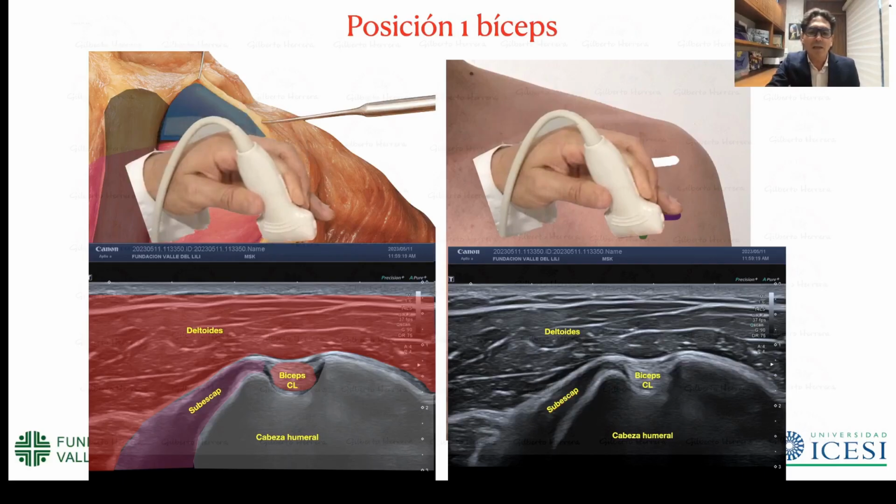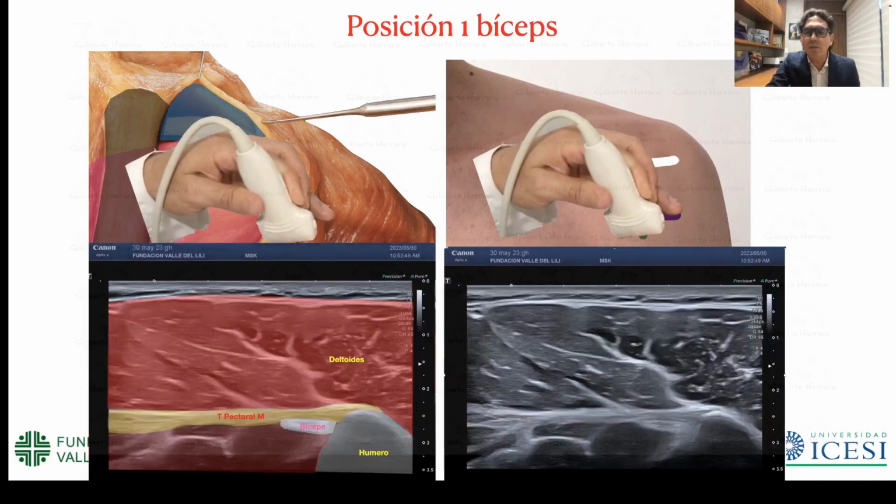We scan it distally until we reach the insertion of the pectoralis major, which we will identify. Also, passing just below and its insertion into the humerus with the muscle pattern above corresponding to the deltoid. So we go from a schematic image to a real ultrasound image, transverse axis.